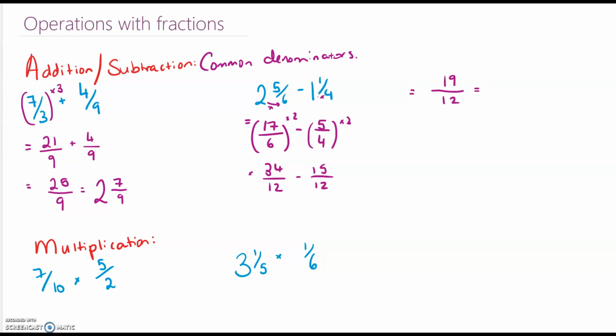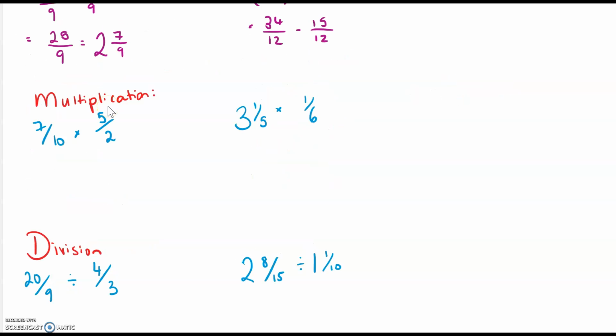And then we could also simplify this: 12 goes into 19 once, and then there's a remainder of 7 over 12. Alrighty. Now coming down to looking at multiplication, again, there's kind of two strategies that we can use.